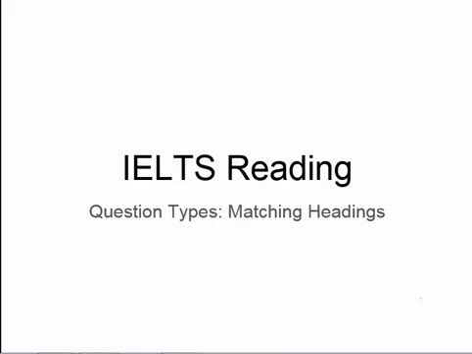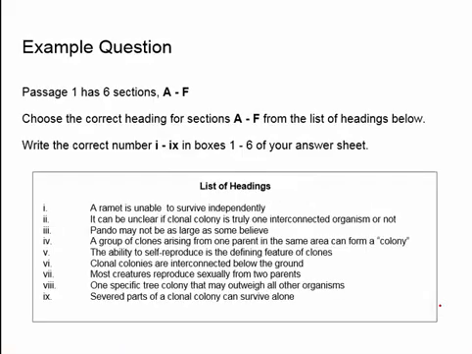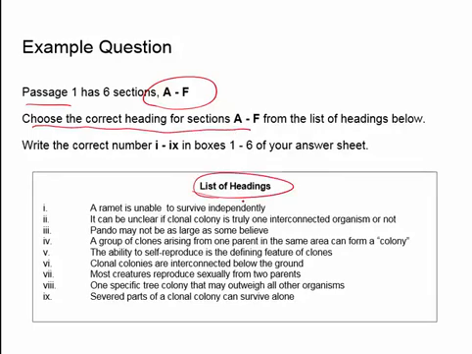Let's look at matching headings questions. Matching headings questions look like this. So in your passage, in this case it's the clonal colonies passage linked below, each paragraph is labeled A to F. And what we're supposed to do is choose the correct heading, and here's the list of headings down below. We choose the correct heading for each paragraph.